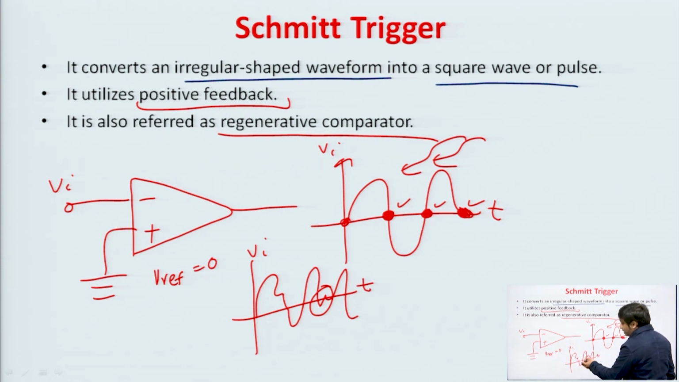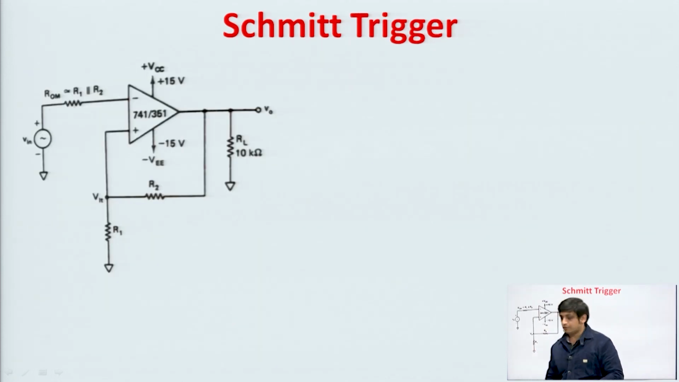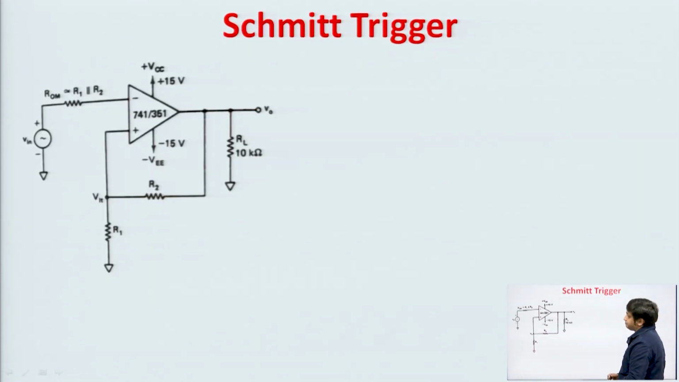If it is crossing multiple times, then there will be multiple switching at the output, that is undesirable. So, this zero crossing detector is easily affected by interference and noise. To remove this drawback, we use this Schmitt trigger.